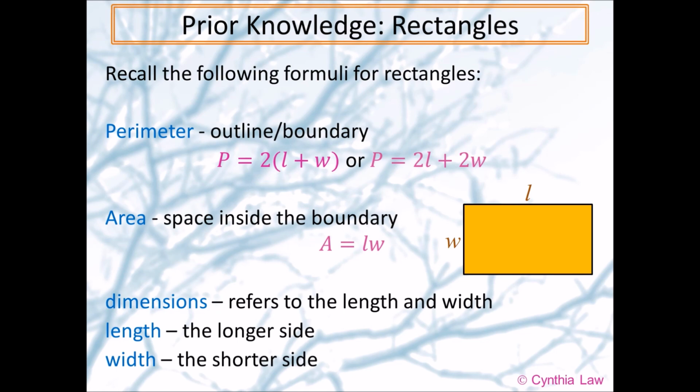Now the word dimension or dimensions refers to, in this case, the length and the width. The length refers to the longer side of the rectangle, and width refers to the shorter side of the rectangle. Sometimes in textbooks, you might see that the length and width are interchanged, but the textbook is trying to do other things at that point. Usually when we're solving word problems, when you see length, it means the longer side, and width, it would be the shorter side.